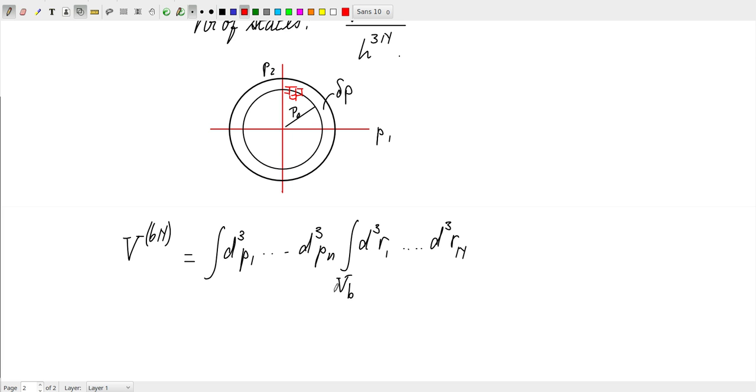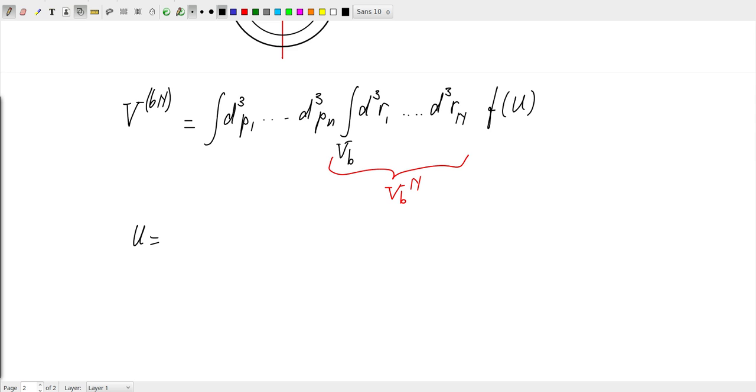So if I calculate the second integral, it will simply give me VB to the power n, because we get a factor of VB for each particle. And in principle, if we need to be inside such a shell, that means that the space in the momentum coordinates is restricted. It's restricted to a shell like this. And so we have some function which depends on u, which is the kinetic energy, and it depends on the momenta of the particles. To be specific, u is the kinetic energy.